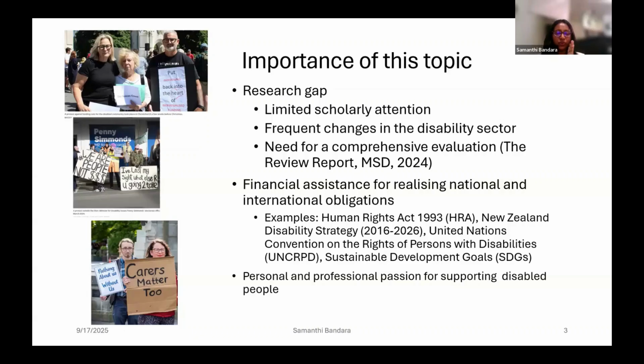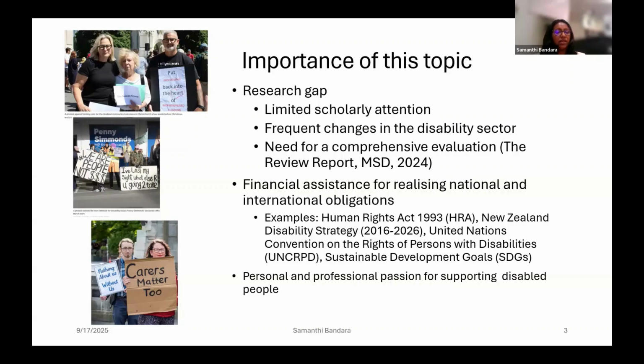Last year, 2024, the Ministry of Social Development did an independent review. That review report specifically emphasized the need for a comprehensive evaluation, noting that the absence of this evaluation hinders the sector's ability to fully understand and address the ongoing systemic inefficiencies. So this further reinforced the research gap and emphasized the need for a comprehensive evaluation.